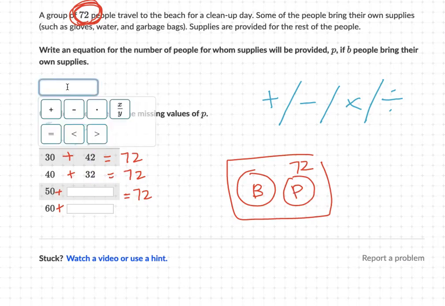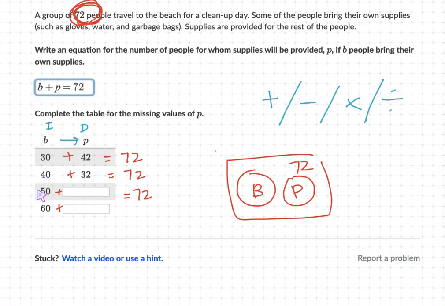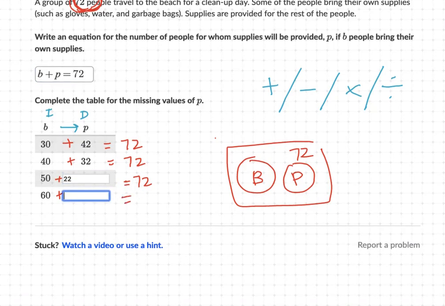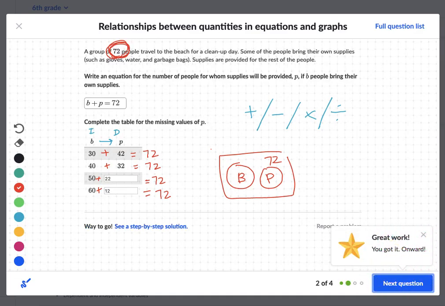So it looks like the equation would be B plus P, the people who brought supplies and the people we had to provide for, is always going to equal 72. So these two numbers have to add up to 72. So 50 plus 22 would equal 72. 60 plus 12 would equal 72. There you go. That was a little trickier because you kind of had to understand the situation. Okay? But it's always going to follow the same rule.